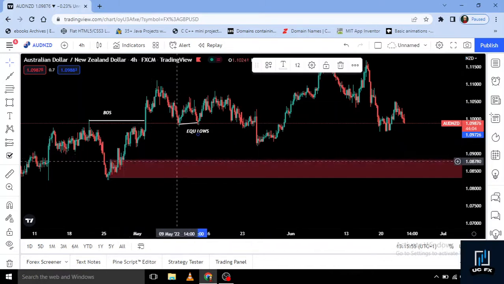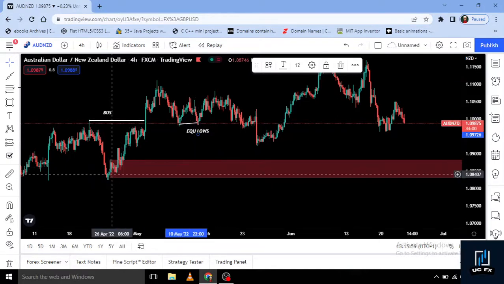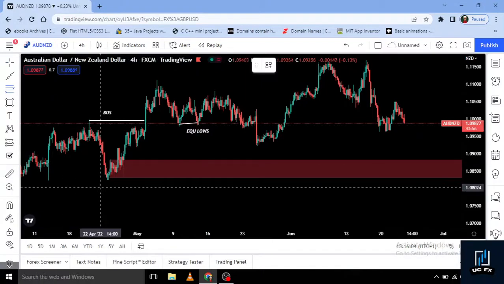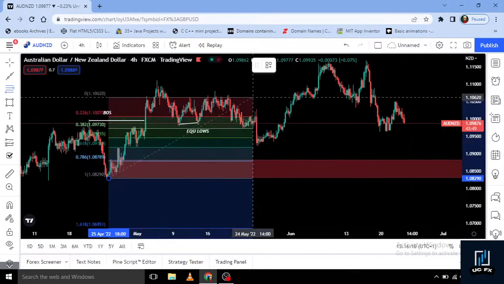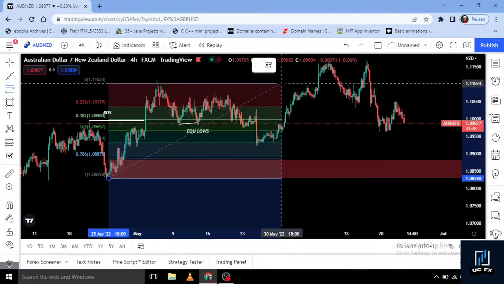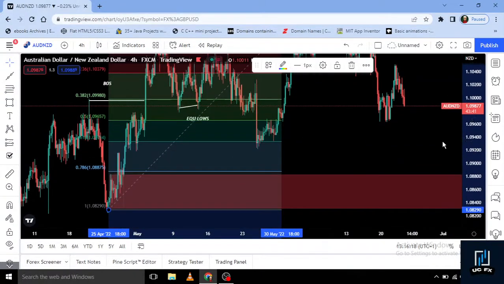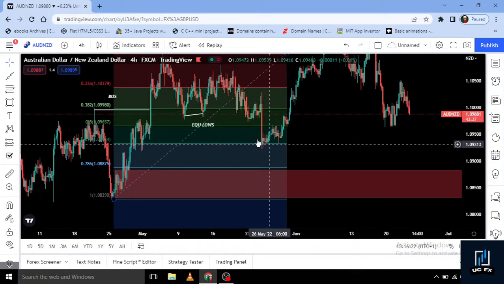this order block. So after identifying your liquidity, which is the equal lows, you will take your Fibonacci tool to determine where price is sitting at. Just like I told you, you need to be trading from discount levels. Now discount levels are 0.618 and 0.786. As you can see, price tapped into our discount level.